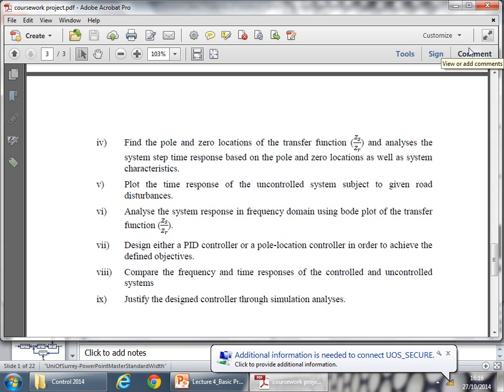For the pole location, when I teach the state space, the next step will be designing the control system based on the pole location approach or methodology. Next step, you need to compare the frequency and time response of both the controlled and uncontrolled system. And at the last step, you need to justify how your control system works. You need to show how you have achieved those specifications that have been defined in this project.